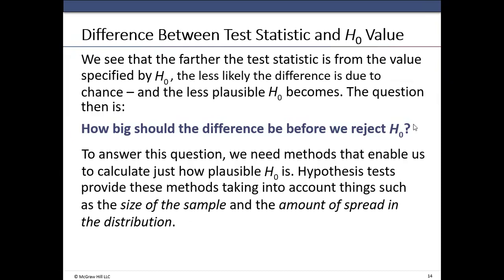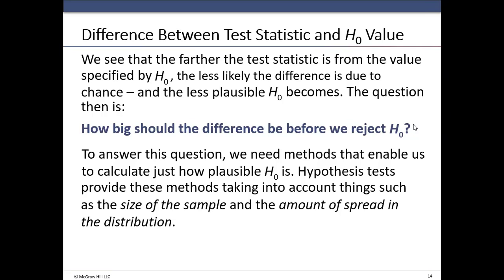Difference between test statistic and H0 value. We see that the further the test statistic is from the value specified by H0, the less likely the difference is due to chance and the less plausible H0 becomes. The question then is, how big should the difference be before we reject H0? How big is the difference between the sample evidence, or sample mean, and the hypothesized value of the population mean in the null hypothesis? How big should the difference be?